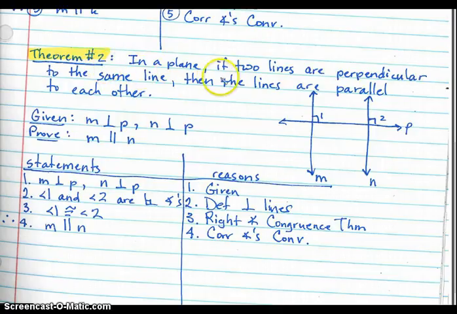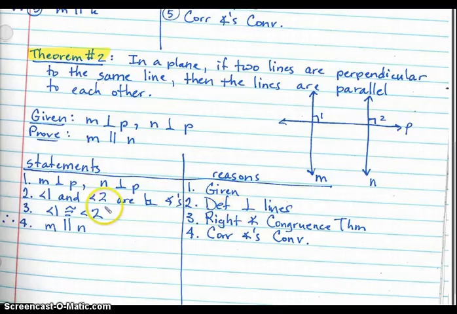It says, in a plane, if two lines are perpendicular to the same line, then the lines are parallel to each other. So we're basically going to prove that M is parallel to N, knowing that these two lines are perpendicular. So we start the proof off with our two pairs of lines being perpendicular to each other. That's given. Now since we have perpendicular lines, we know that angle 1 and angle 2 are right angles. Of course, that's the definition of perpendicular lines.